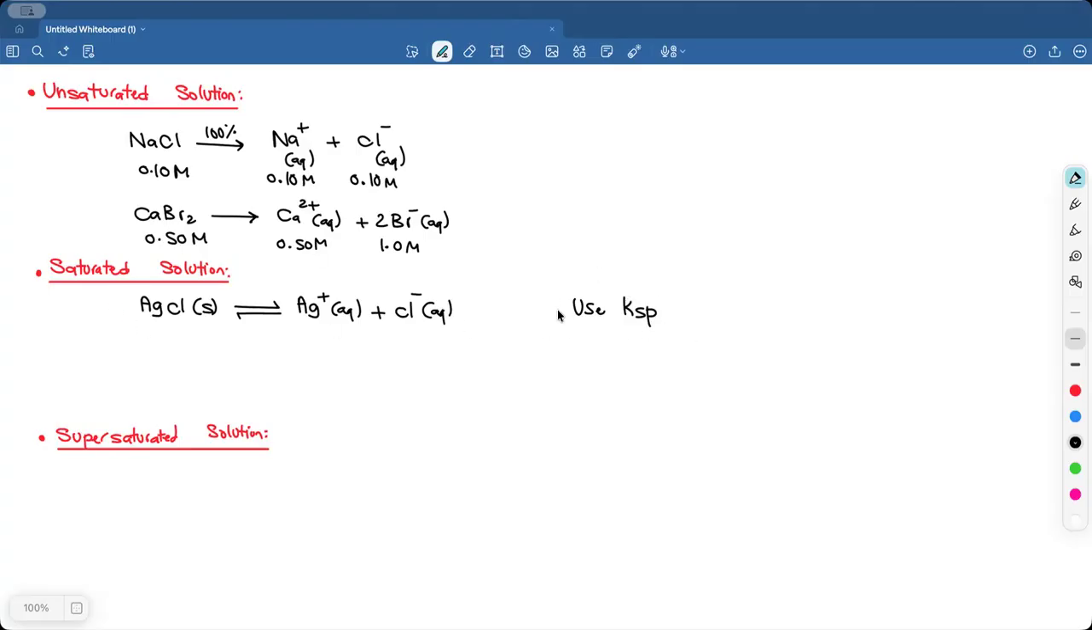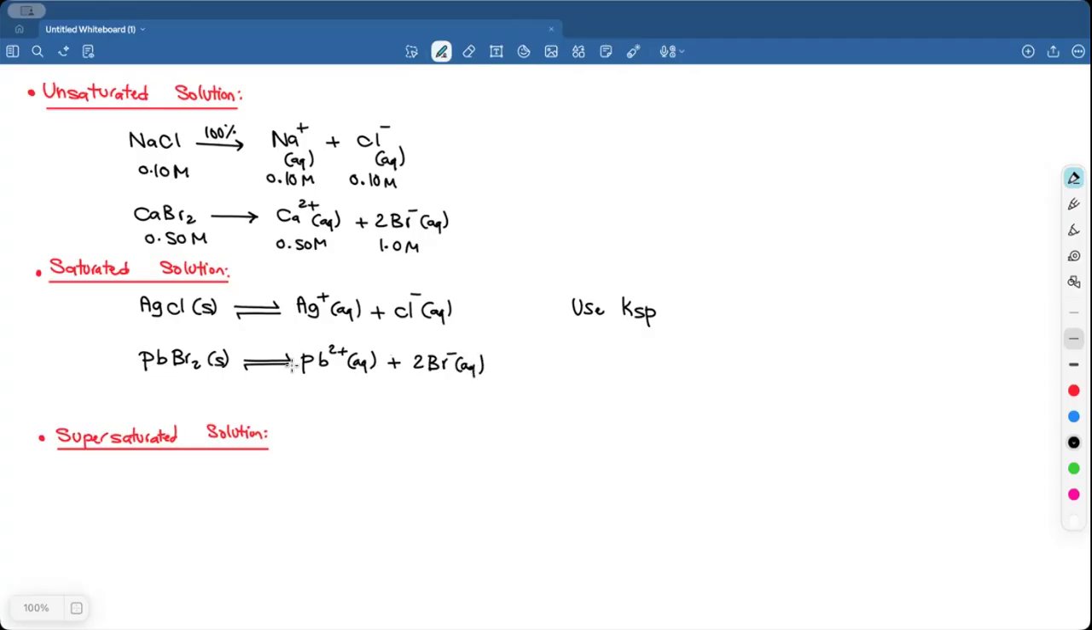I have another video that I'll tag over here, and I'll show you how to find the concentration of these ions in a saturated solution. Or let's say we have another saturated solution of PbBr2. Again, the solid will be on the left, equilibrium sign, the ions on the right. And as I mentioned before, if you want to find the concentration of these ions, or the maximum amount of PbBr2 that can dissolve in a saturated solution, you can always use the KSP value for that.